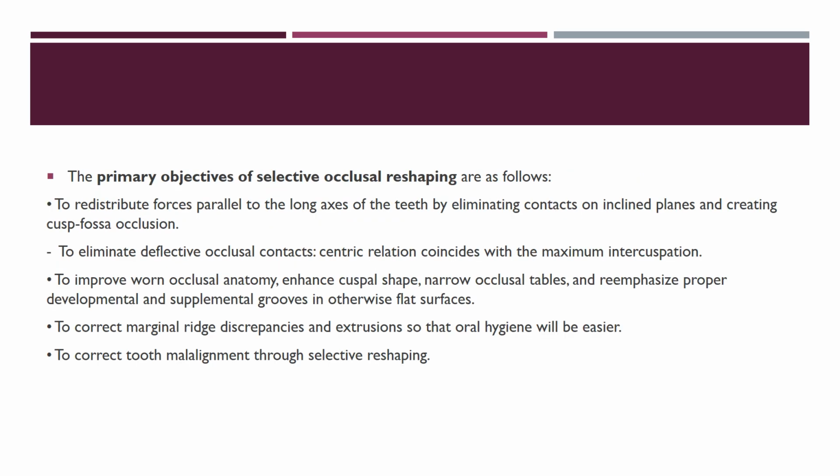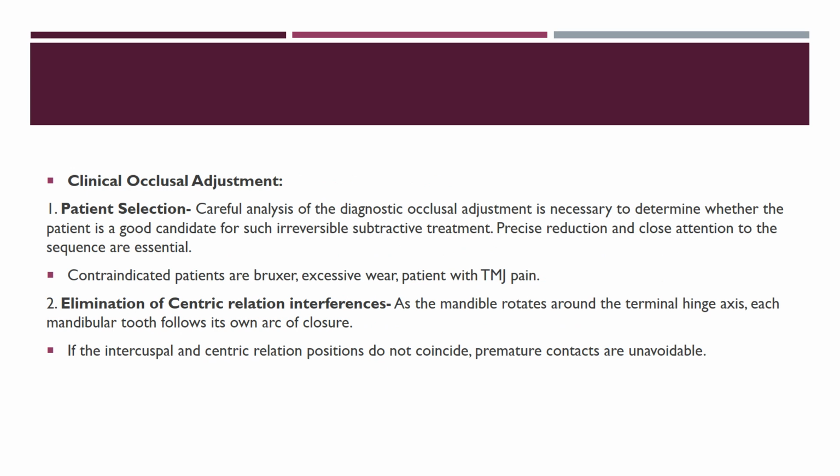So the primary objectives of selective occlusal reshaping are as follows. This is very important, guys. To redistribute forces parallel to the long axis of the teeth by eliminating contacts on inclined planes and creating cusp-fossa occlusion. To eliminate deflective occlusal contact, so centric relation coincides with the maximum intercuspation. To improve worn occlusal anatomy, reshape cuspal tables, narrow occlusal tables. To correct marginal ridge discrepancy, and to correct tooth malalignment, guys. So these are the primary objectives.